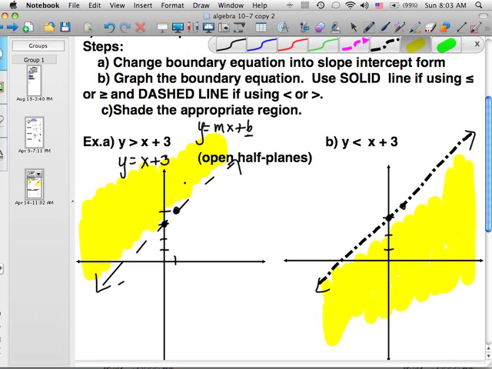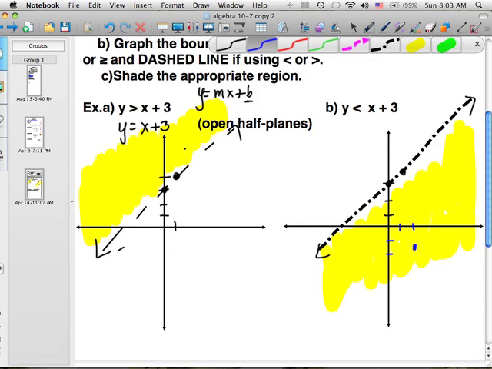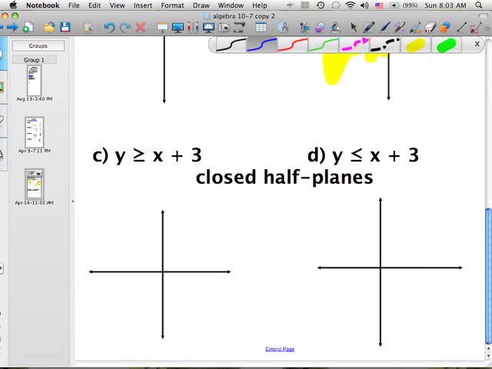So I could pick this point right here, and let's just say it's 2, negative 2. And if I put negative 2 is less than 2 plus 3, that works. So I have the right plane. And these are examples of open half planes.